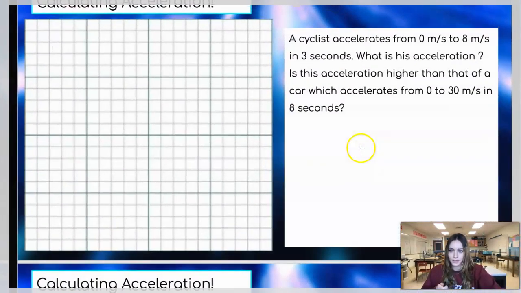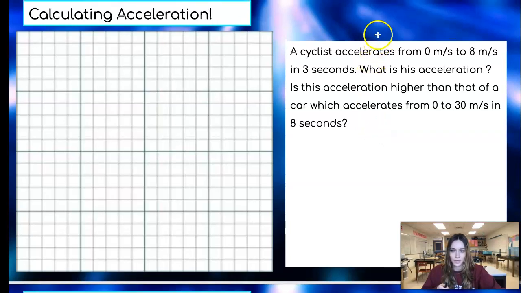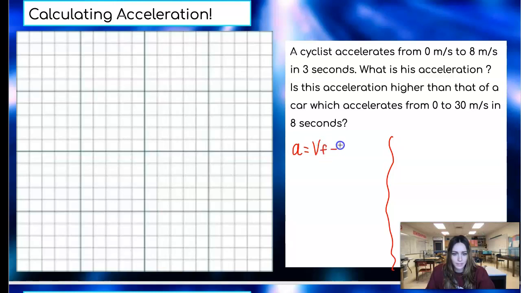Let's look at another example here of calculating acceleration. This tells us that a cyclist accelerates from 0 meters per second to 8 meters per second in 3 seconds. What is this acceleration? Then it asks us, is this acceleration higher than that of a car which accelerates from 0 to 30 meters per second in 8 seconds? So, again, we know that A is equal to VF minus VI over delta T.